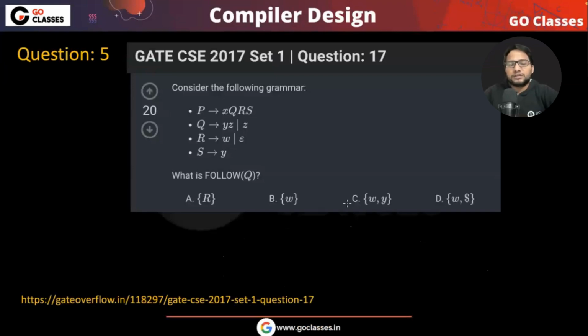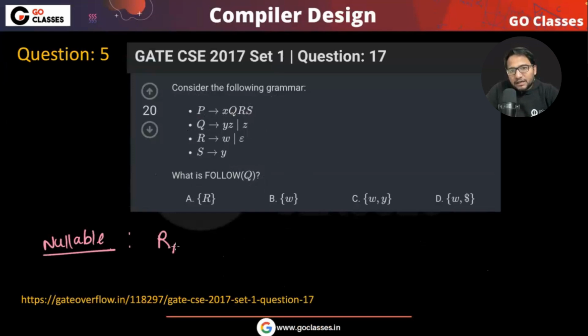Okay, so let's solve this GATE PYQ. Let's see what they are saying. Consider the following grammar. What is the follow of capital Q? So Q is coming at this place. First tell me what are the nullable symbols? Always tell me nullable symbols before you find out the first and follow. What are the nullable symbols?